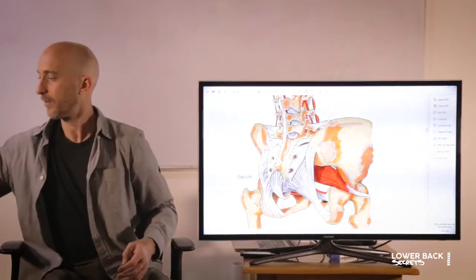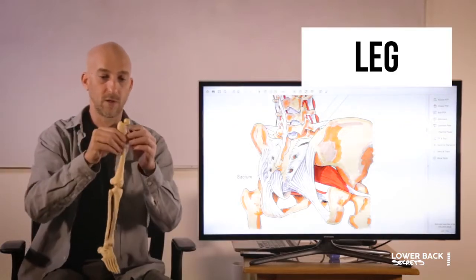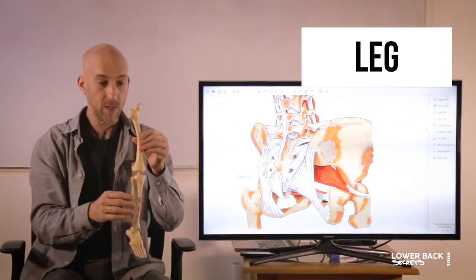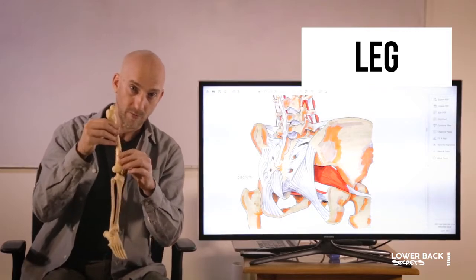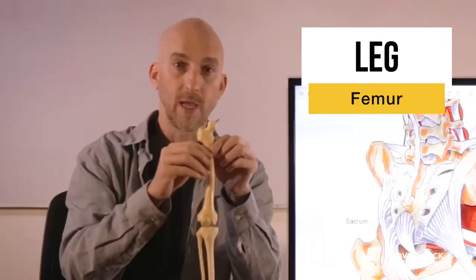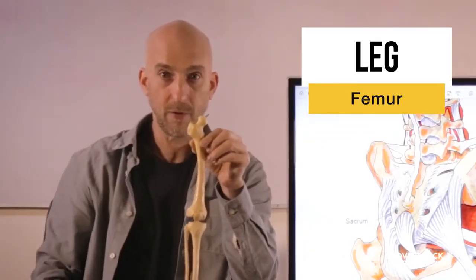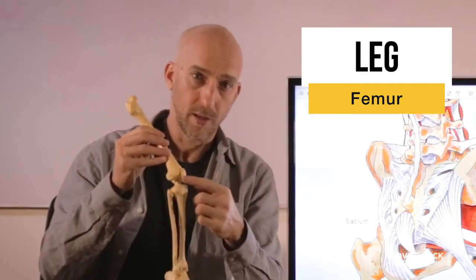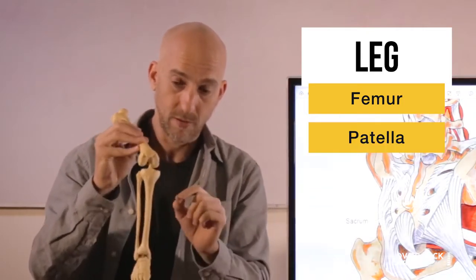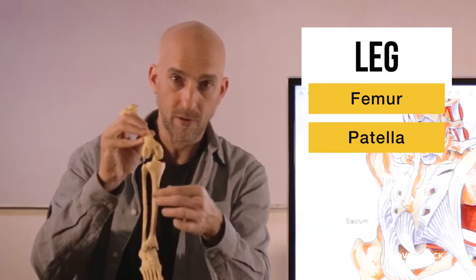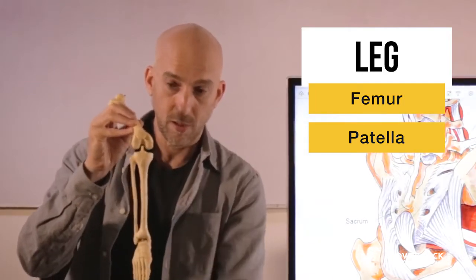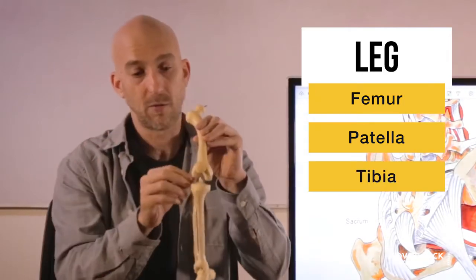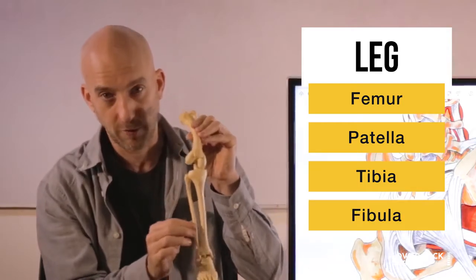You're going to have your leg. The leg bones are pretty easy. There's only a few of those that are important in relation to the lower back. We have our femur, which is our big thigh bone. The kneecap is the patella, and then you're going to have a big bone on your shin, which is called your tibia, and a small bone off to your side called your fibula.